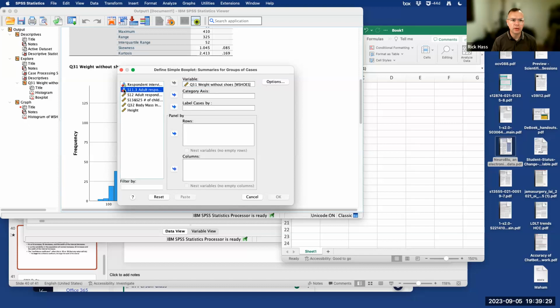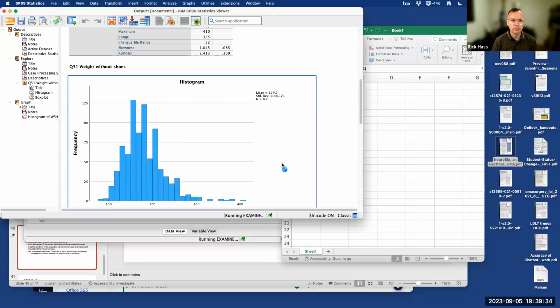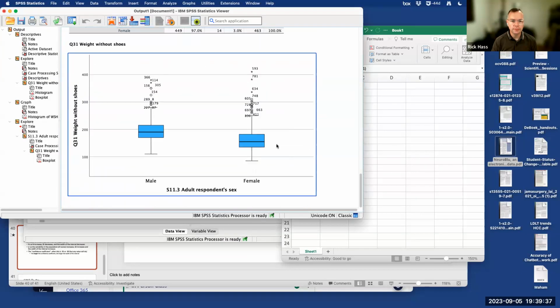We do have to group it. Okay, so you have to group it by, we'll group it by sex. So now we have males and females. So what is a box plot?